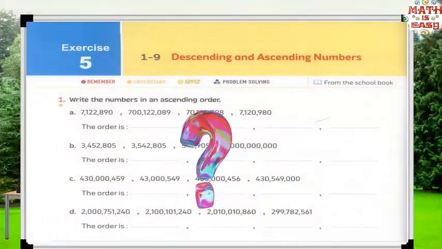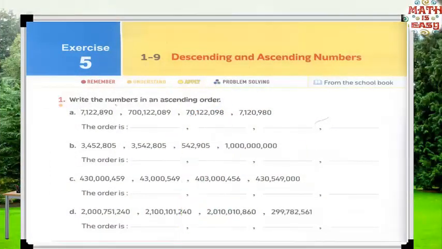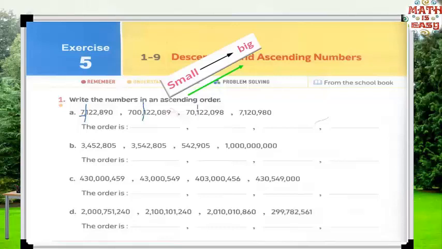Now we will solve exercise 5. It tells you in the first one to write the numbers in ascending order. Do you remember? Ascending means what? Ascending means from smallest to biggest, or from down to up. Here, the first step to order is to see how many periods. In the 4 numbers here we have 3 periods. So we will make a line like this so we can compare quickly.